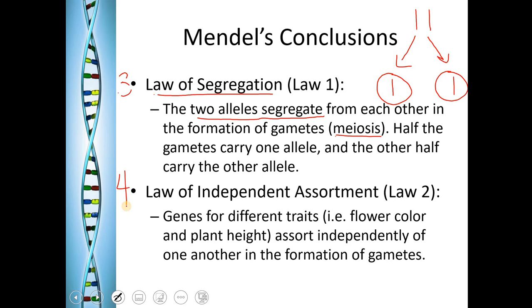And then Mendel's fourth conclusion that we're not going to spend a lot of time on is the law of independent assortment. And that says that the genes for flower color and plant height will be passed down to their offspring separately. Basically, if a plant has purple flowers and it's tall, that doesn't mean its offspring have to have purple flowers and be tall.